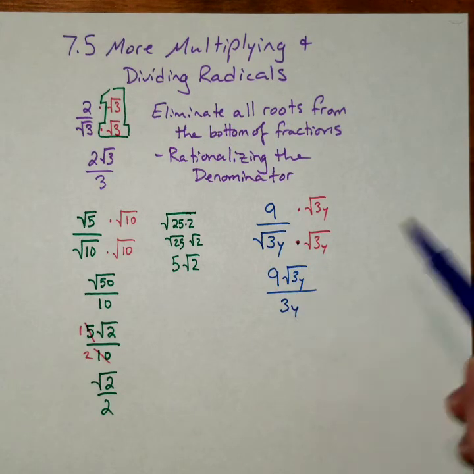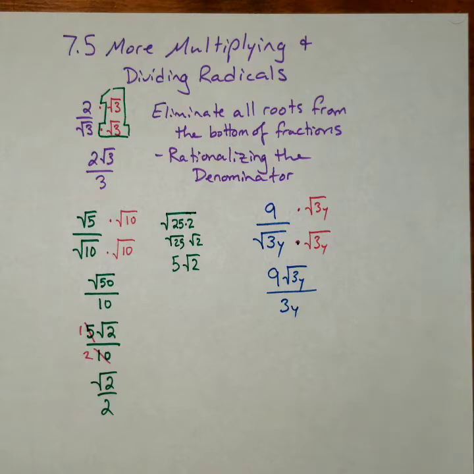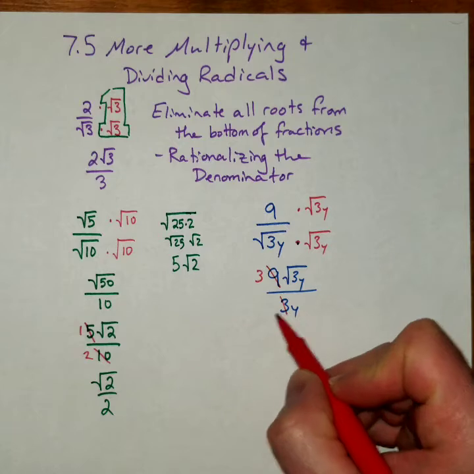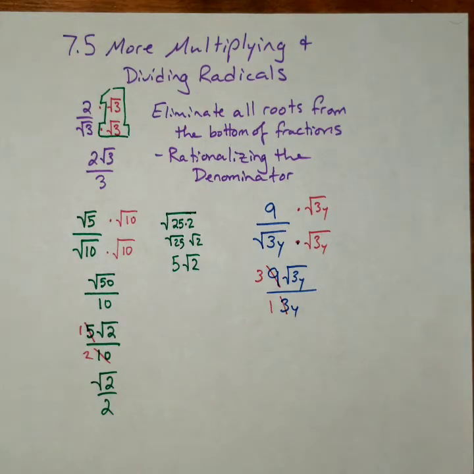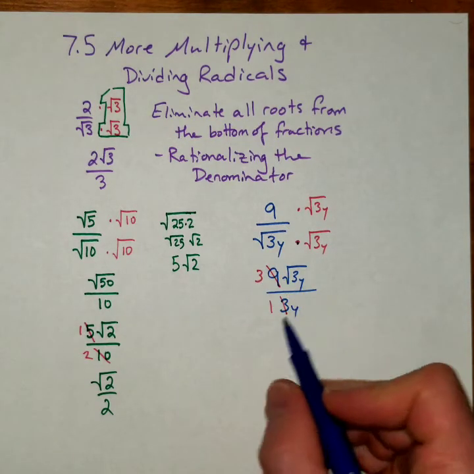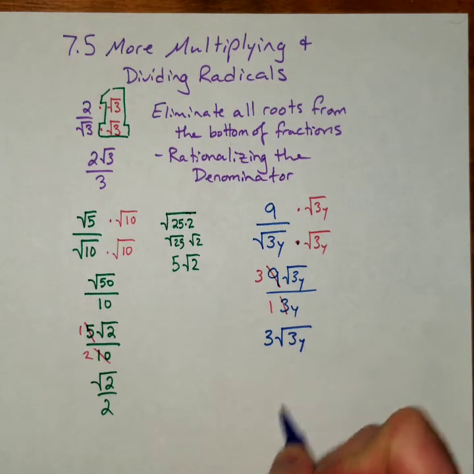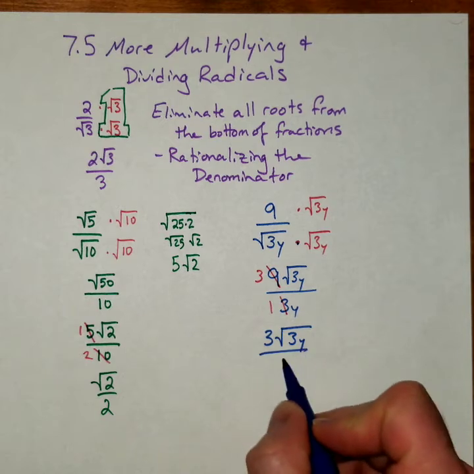The 9 and the 3 are both outside of the radical, so I can reduce those. Divide that by 3, I get 3. Divide that by 3, I get 1. And so my final answer should be 3 root 3y, 3 root 3y, all over just a y.